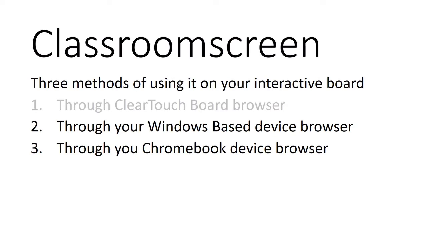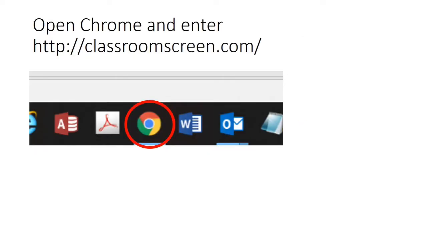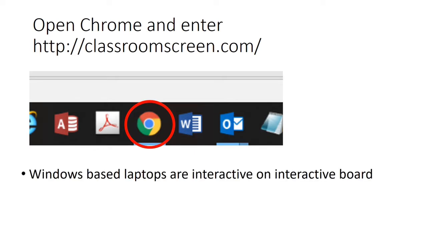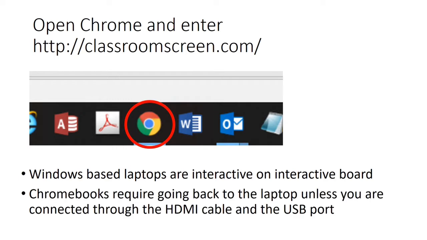The other two methods are through your Windows device or through your Chromebook device using your browser. Pretty simple. Open up Chrome and enter Classroomscreen and you're ready to get started. The advantage of a Windows-based laptop is that you have the interactivity at the board. With Chromebooks, you don't have the interactivity, so you will have to hook up an HDMI cable and USB to have interactivity at the board itself, or you can click on the Chromebook as you're going along.